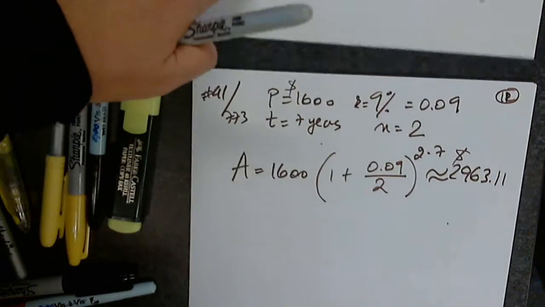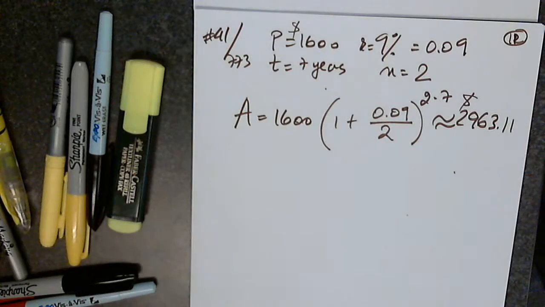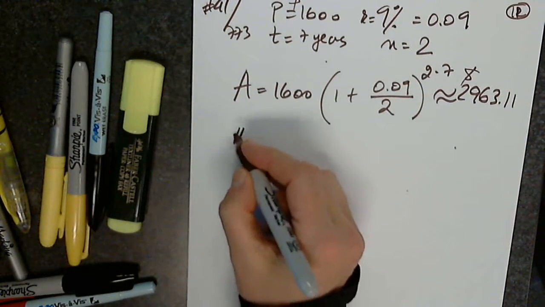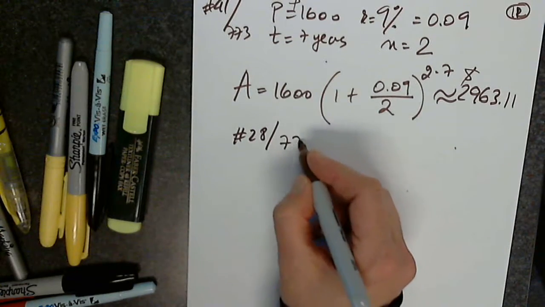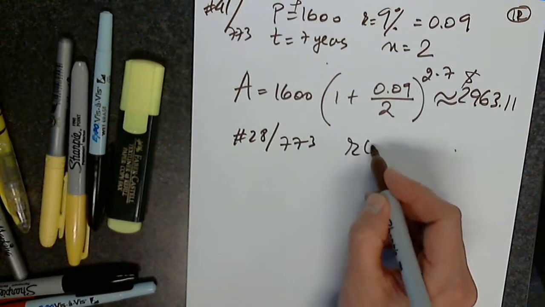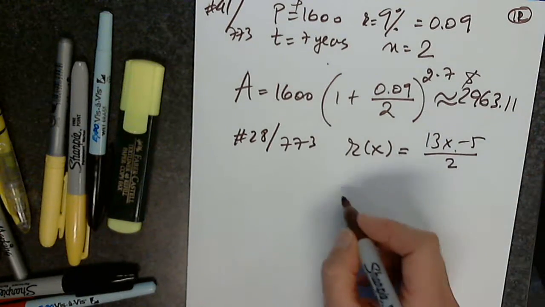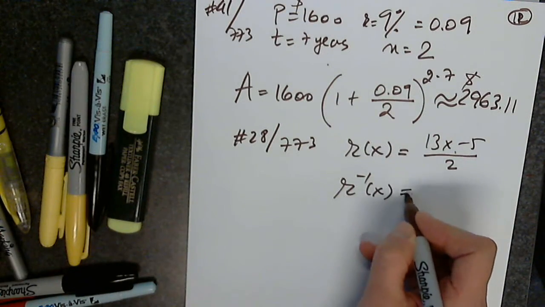Sorry for choosing the wrong problem. Okay, one more for today. I would like us to find the inverse function for number 28 on page 773. So r of x is 13x minus 5 over 2. We are asked to find the inverse function of x.